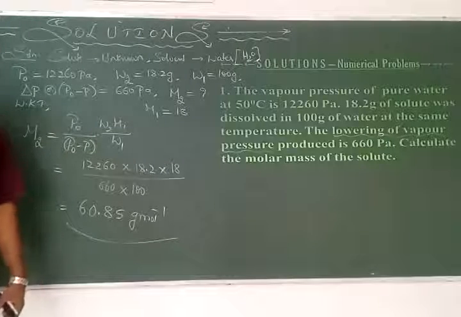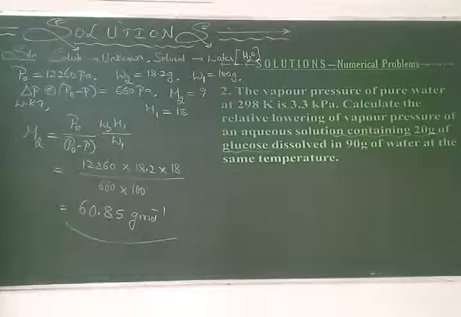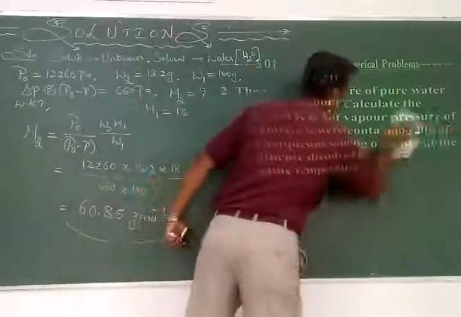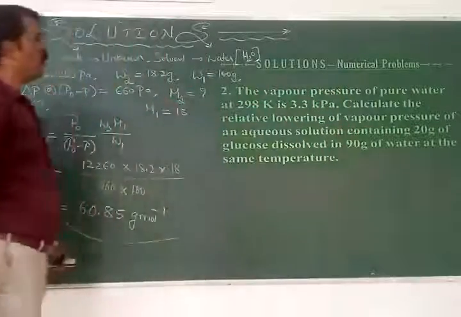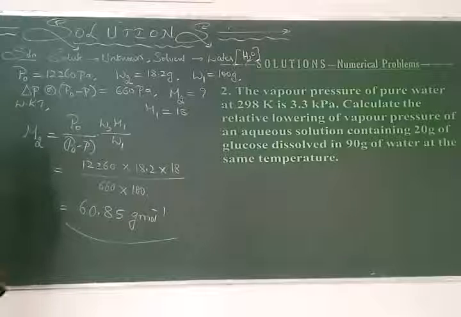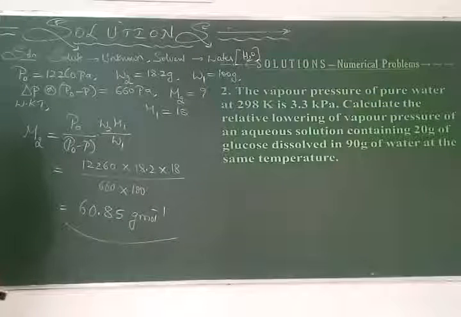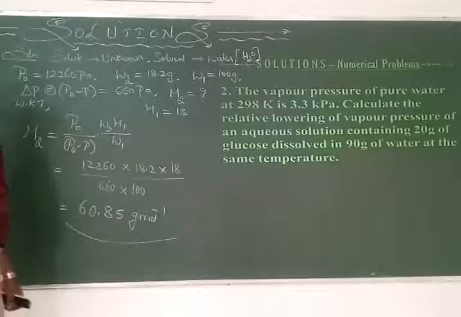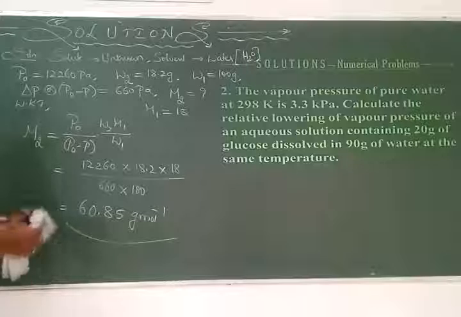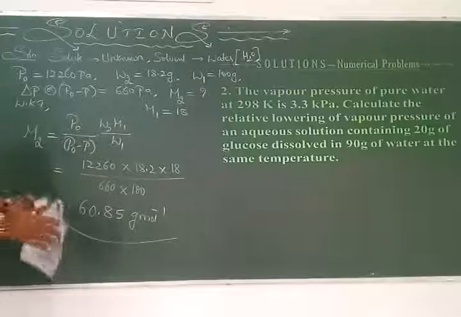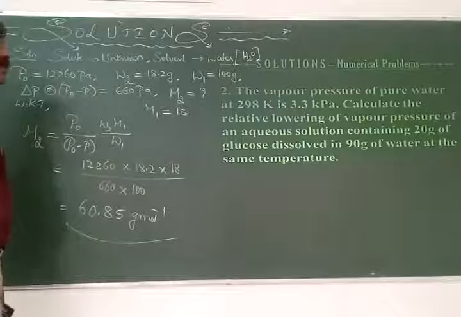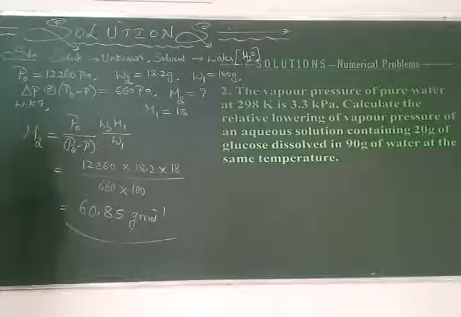Okay, let's move on to the second now. The vapor pressure of pure water, again the same concept. The solvent is water. At 298 Kelvin it is 3.3 kilopascals, kPa. Calculate the relative lowering of vapor pressure of an aqueous solution containing 20 grams of glucose dissolved in 90 grams of water at the same temperature.